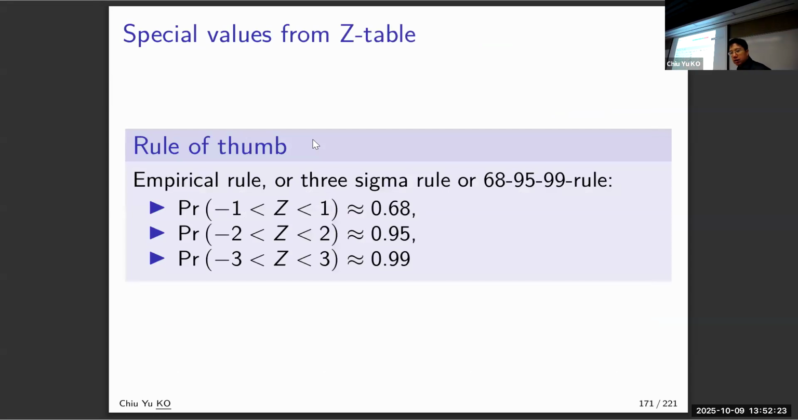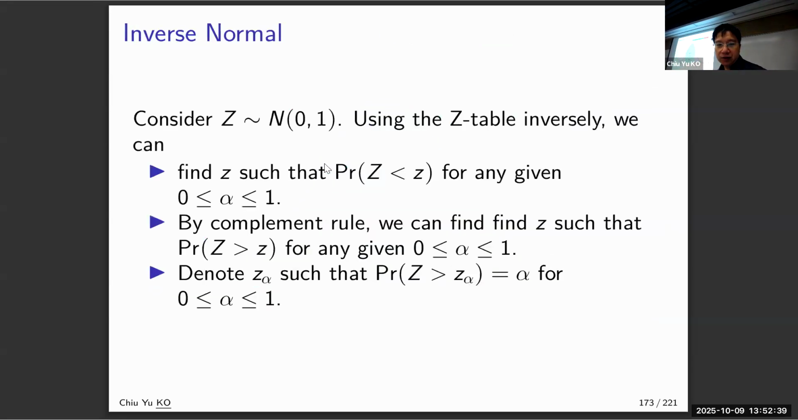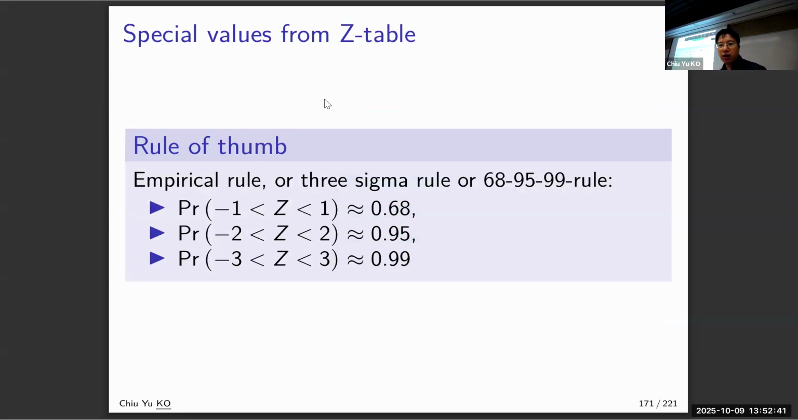And because of the Z table, we can show that within 1 sigma, 2 sigma, 3 sigma is 68, 95, 99 percent. So let's do the proof. Let me show you why this is 95. At least I show you the 2 sigma rule, how I get this from the table. Okay, let's do it again.